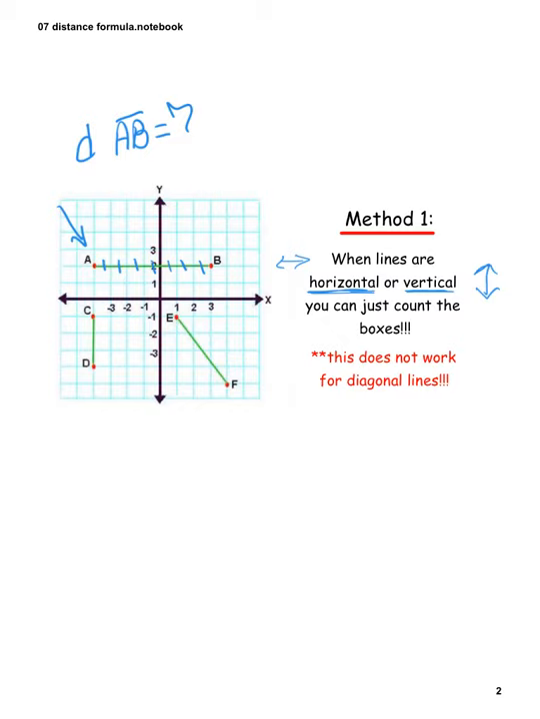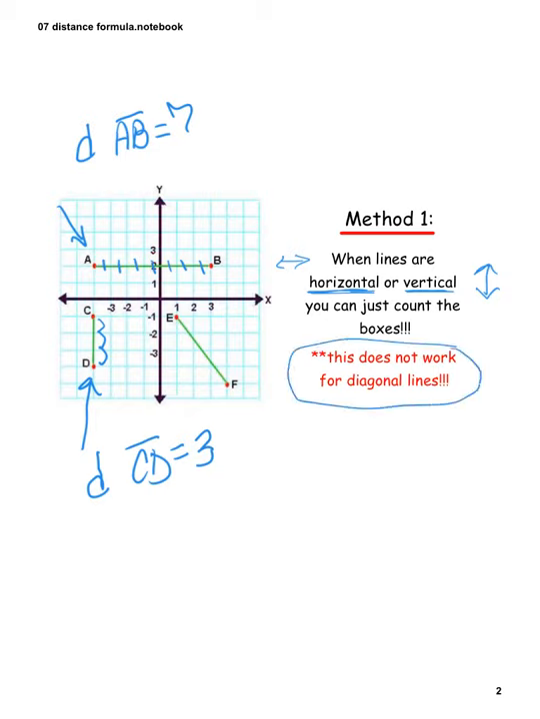If I look at line segment CD over here, again, that is a vertical line. So again, we can count boxes. 1, 2, 3. So the distance of CD is 3. This method does not work for diagonal lines. I cannot count diagonal boxes on a piece of graph paper.